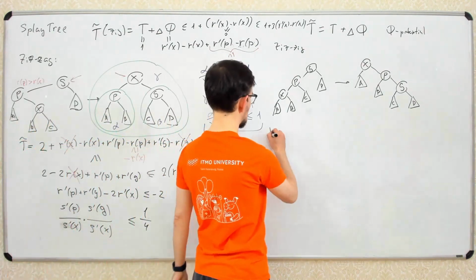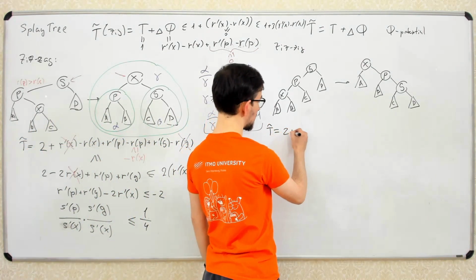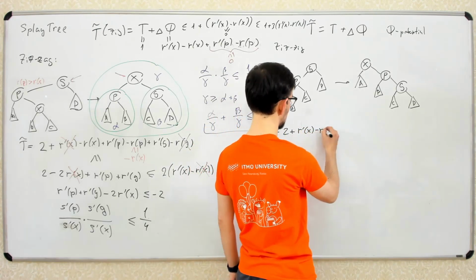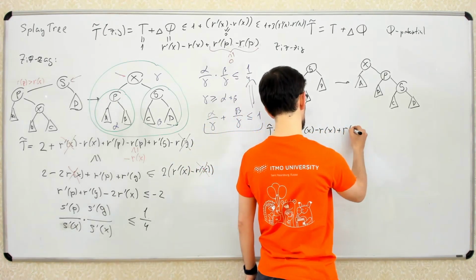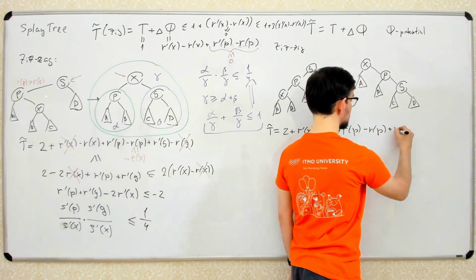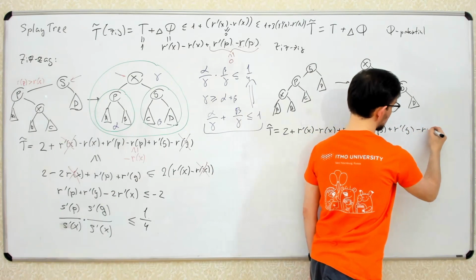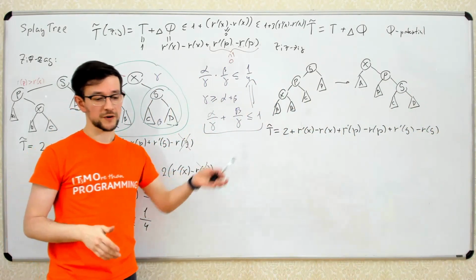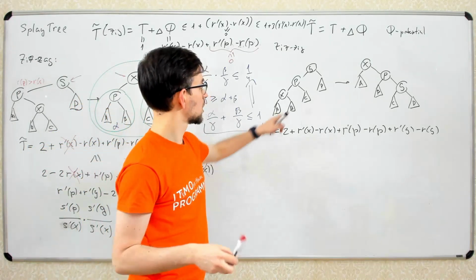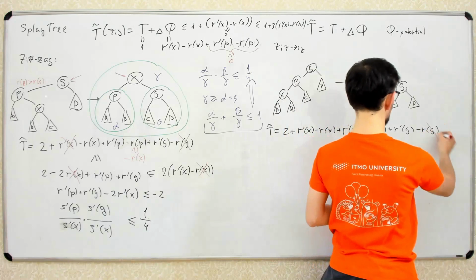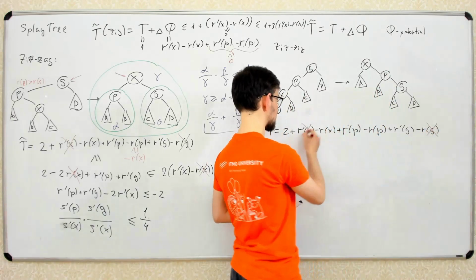Now just do all the same thing. Let's say that the amortized time is 2 plus the change of potential. The change of potential is the same. It's the new rank of x minus the old rank of x, plus the new rank of p minus the old rank of p, plus the new rank of g minus the old rank of g. Now we'll transform it to remove everything that's not important. So this old rank of g is the same as the new rank of x. Well, remove the old rank of g. I'll remove the new rank of x.